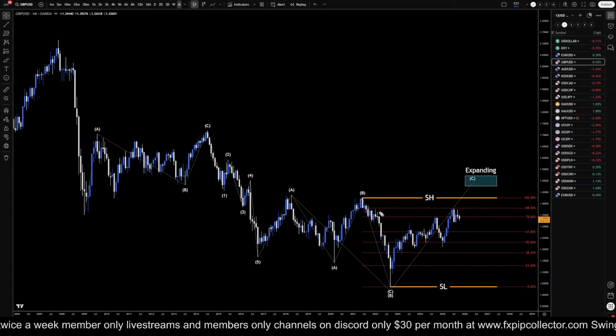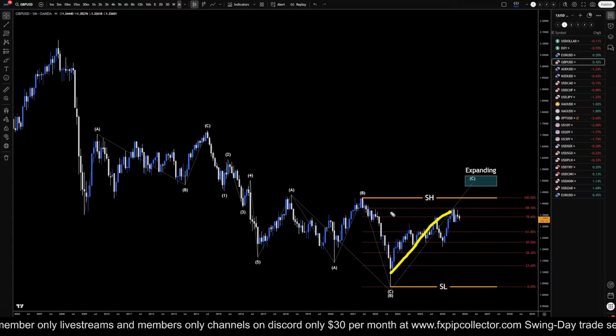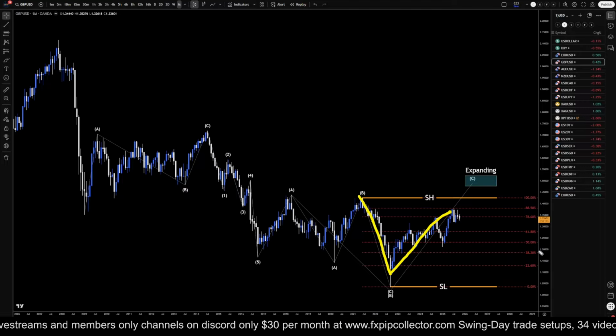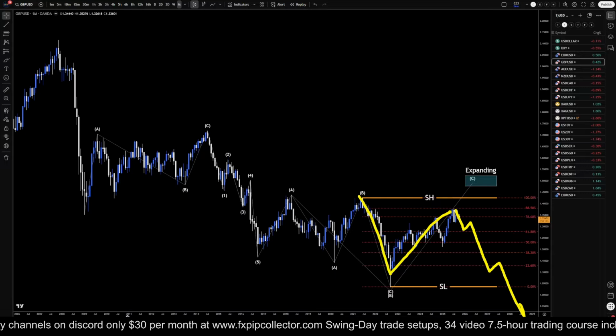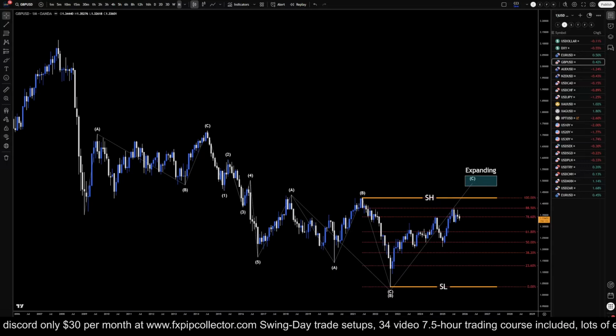Now, there is also a possibility that this whole move up right here is just a pullback to this last impulsive move down. If it is, then it's going to make a lower high, it's going to break structure on shorter time frames, and it's going to start a brand new wave to the downside.